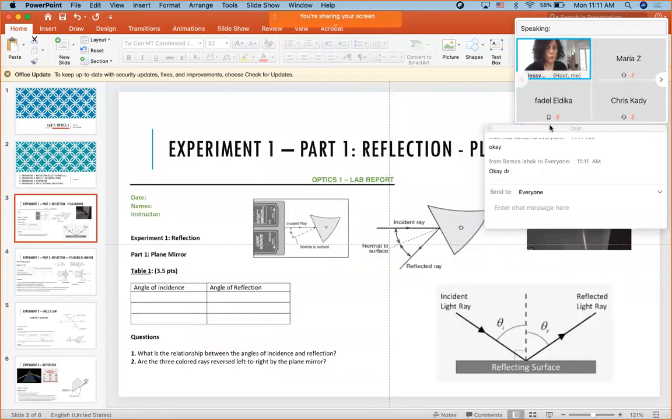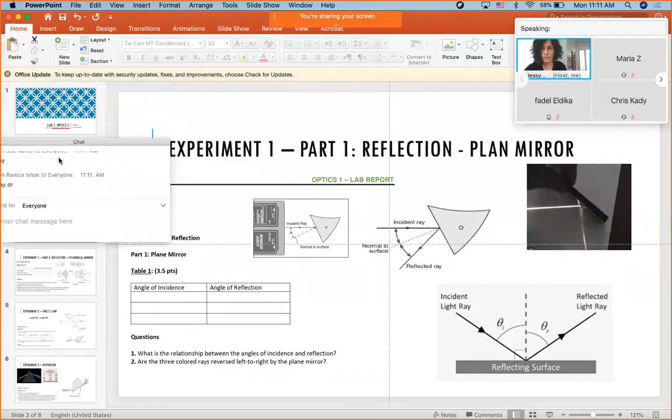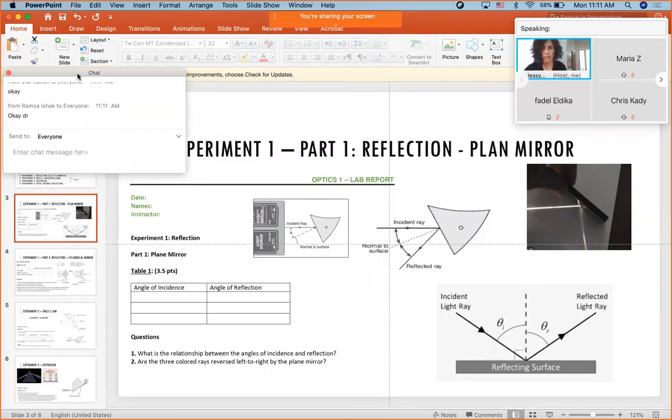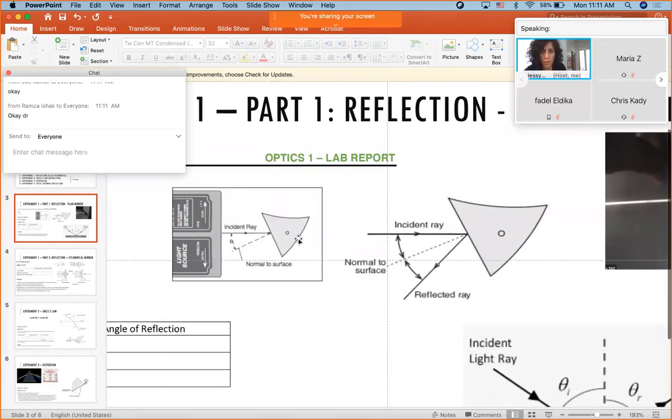Now, experiment 1, let me move the chat box away and keep it in such a way to be able to grab a pen. Part 1, reflection. We have a plane mirror. The experiment would look like this. This is a piece of a metallic substance. It has a flat surface and it has 2 curved surfaces. This is flat, this is concave, and this is convex. I'm going to go back to convex and concave in a moment.